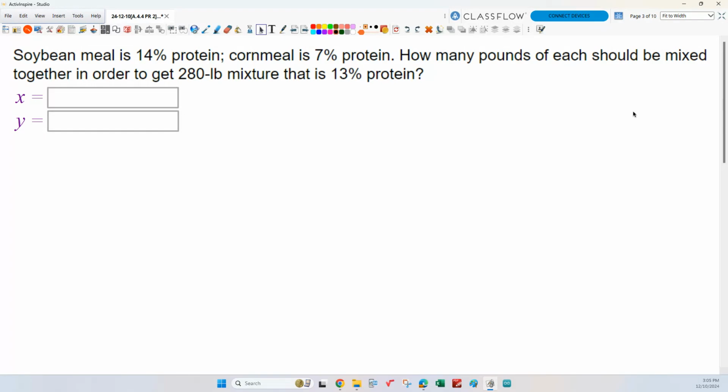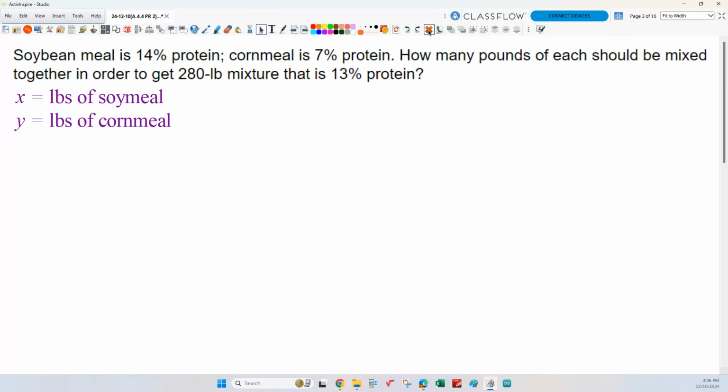So first of all, what are my variables? What are the things I'm trying to find? Yeah, but what are they? What's X and what's Y? What would it be? Okay, but you got to be specific. I need some units there. Pounds, right? So X is pounds of soybean meal, okay, right? Because we want to know how many pounds of each, soybean meal and cornmeal. So X is pounds of soy meal. What's Y? Pounds of cornmeal. There you go, okay?